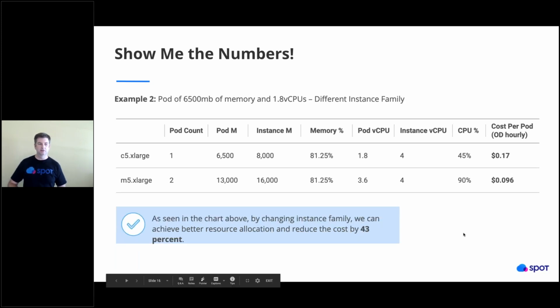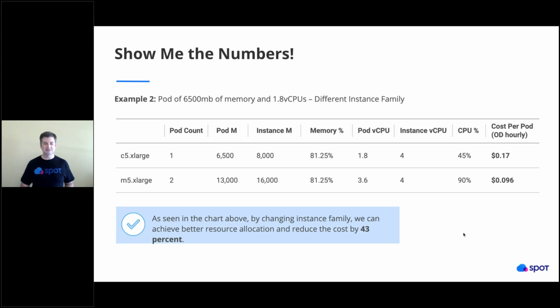So let's take another example, outside the family, taking a look at instances from different families. We're going to take a very similar pod, this time with 6,500 megs of memory and 1.8 vCPUs. But we're going to show you that if we were to scale with a C5 XLarge or an M5 XLarge, there's a 43% difference for being able to fit the max number of pods on both of those instances. We can have the instance vCPU as 4 on both. And then we can see that scaling on both of those servers will result in a much bigger price difference between the two.